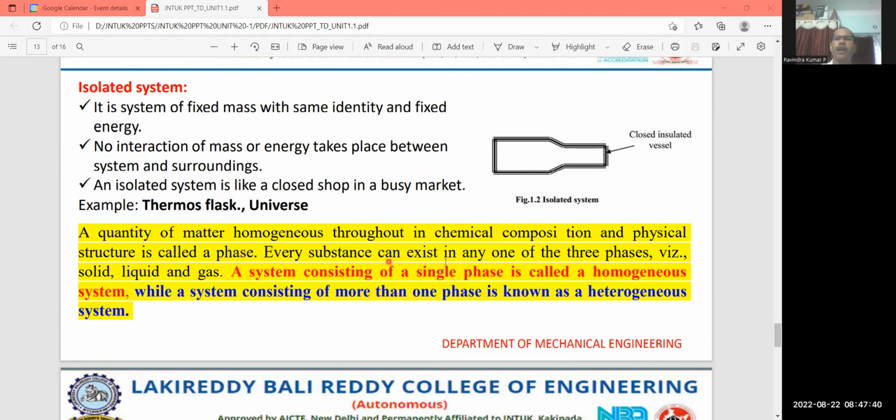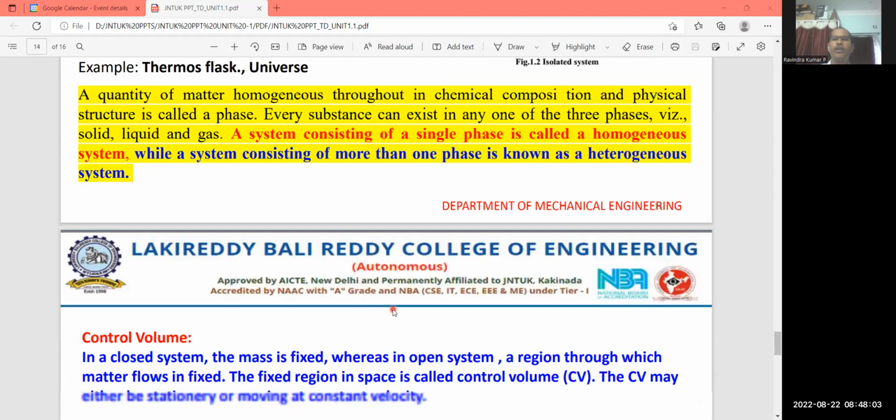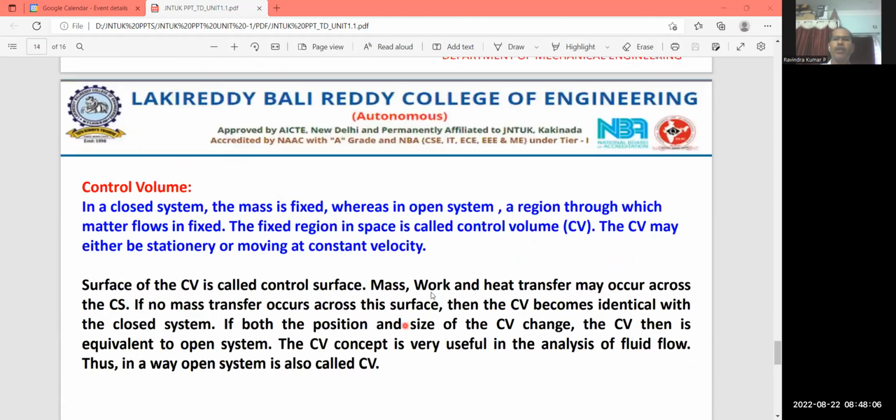Every substance can exist in one of the phases, that is, either the solid phase, liquid phase or gaseous phase. A system consisting of a single phase you can call a homogeneous system. But when a system contains more than one phase, that means liquid phase, solid phase, then you can call it a heterogeneous system. Now coming to the importance of control volume: in a closed system, mass is fixed, whereas in an open system, a region through which matter flows is fixed.